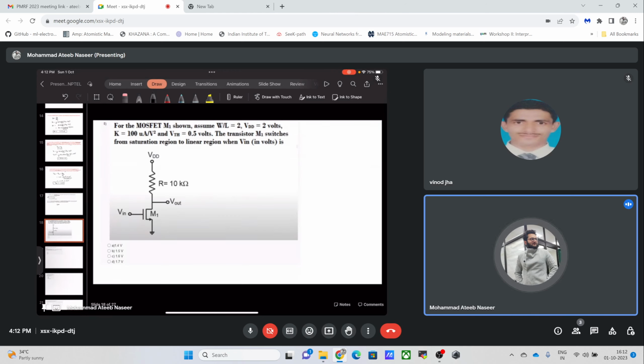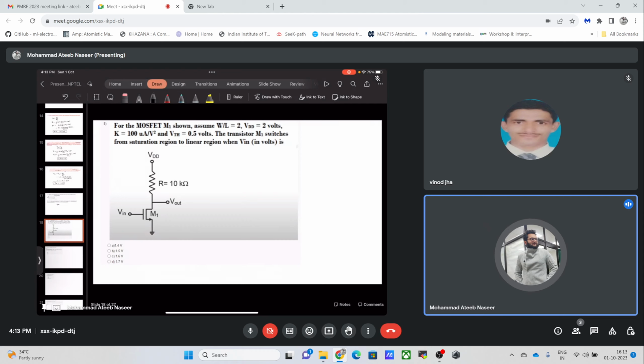Now moving towards another problem. This problem is about the MOSFET again. For the MOSFET shown in figure M1, we have to assume W/L equal to 2, the applied VDD equal to 2 volts, and K equal to 100.